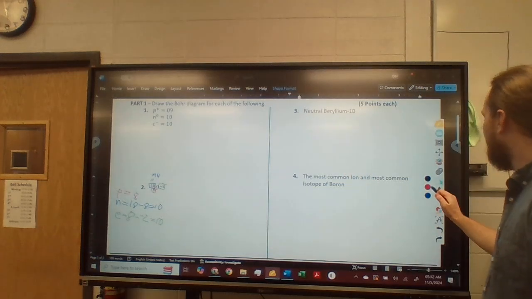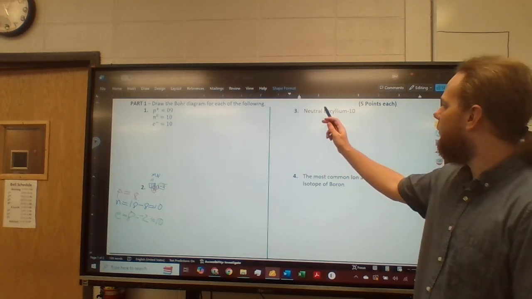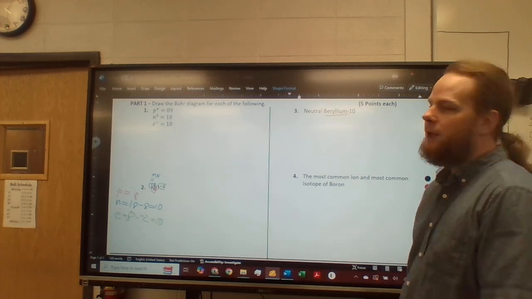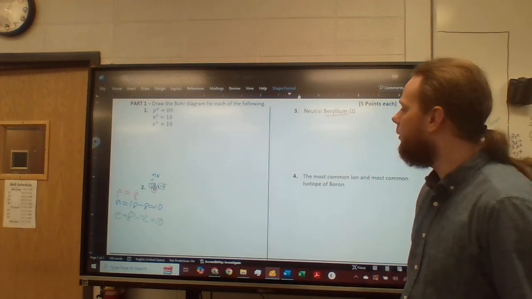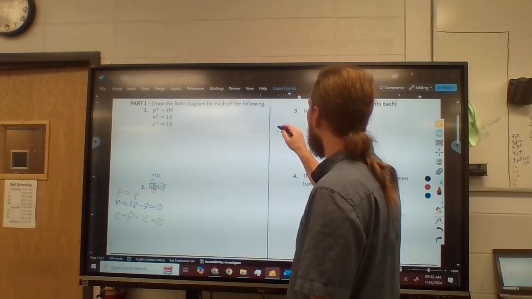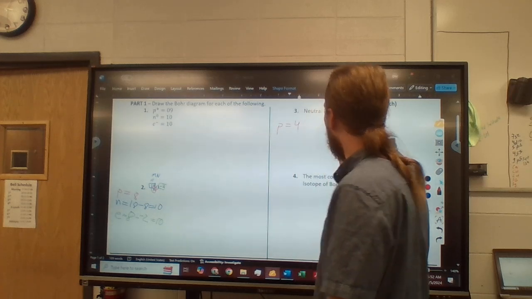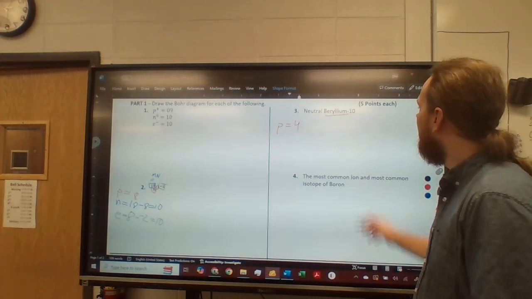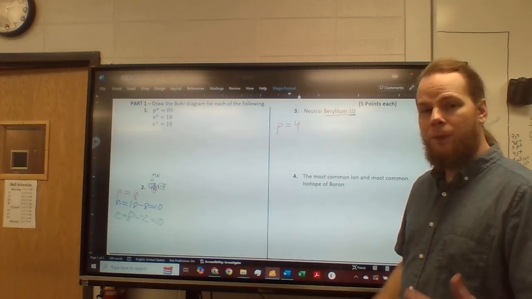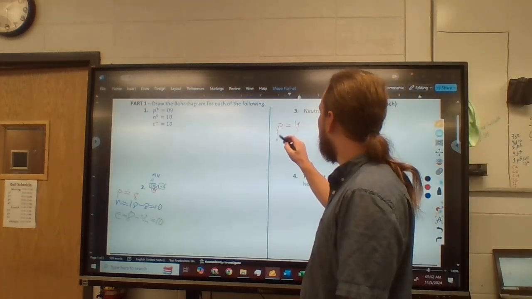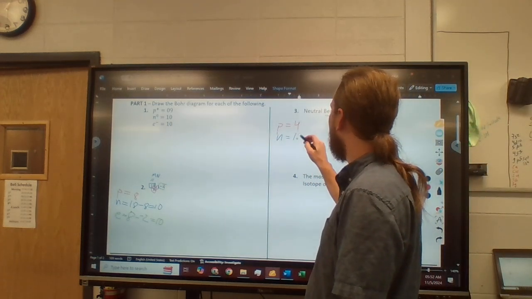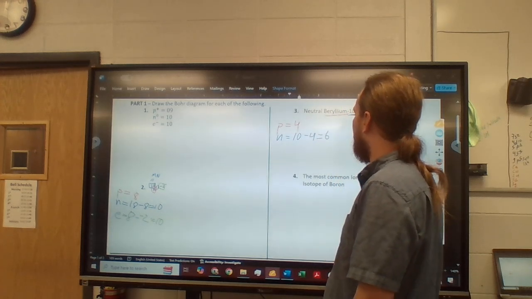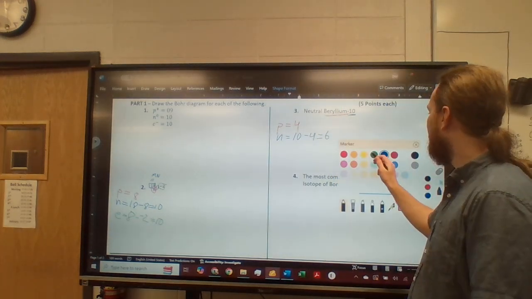Coming back over to number 3. This time we have neutral beryllium-10. Beryllium tells us our number of protons. So P has to be 4 because beryllium is element 4 on the periodic table. 10 here is the mass number, so we can take the mass number 10 minus the number of protons 4, and that tells us that there are 6 neutrons.